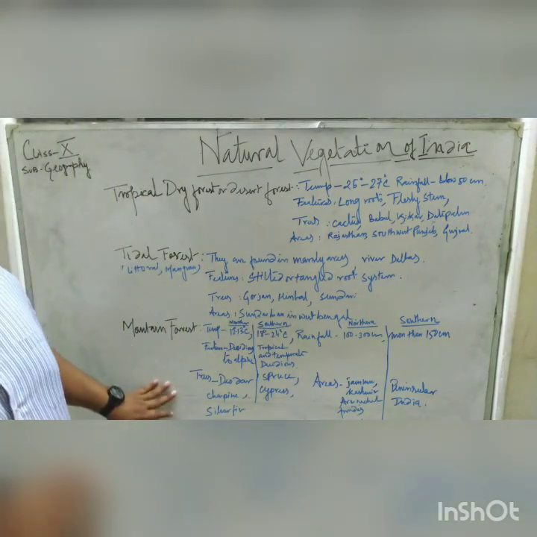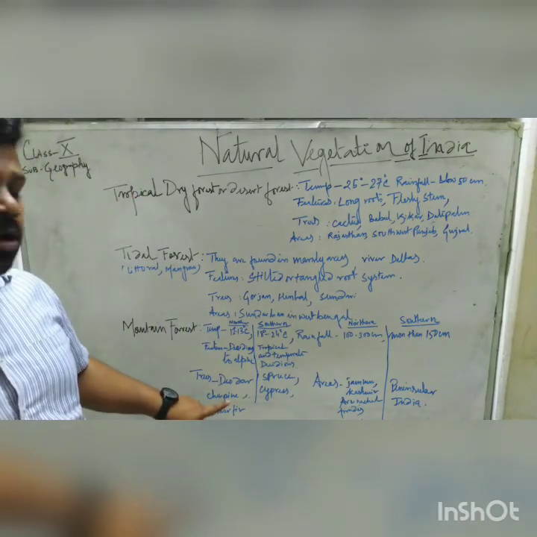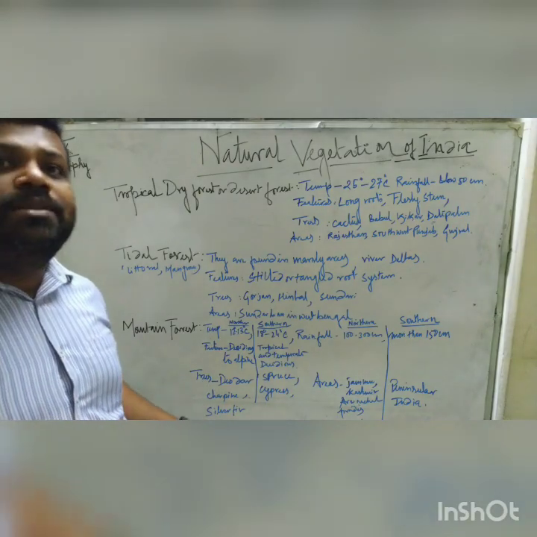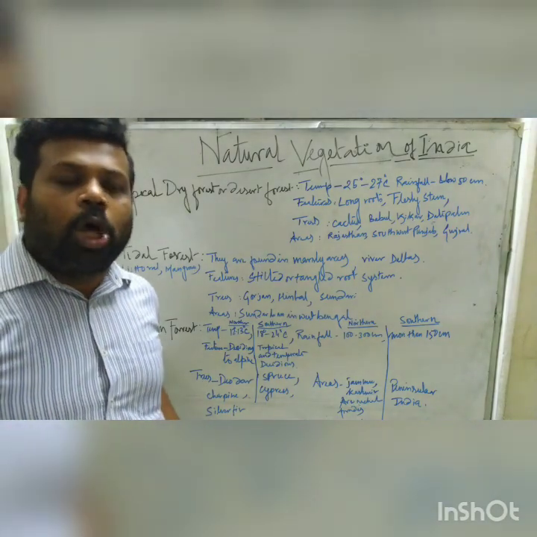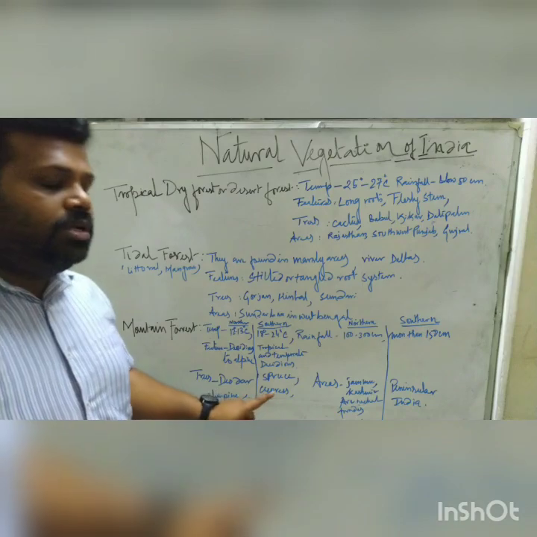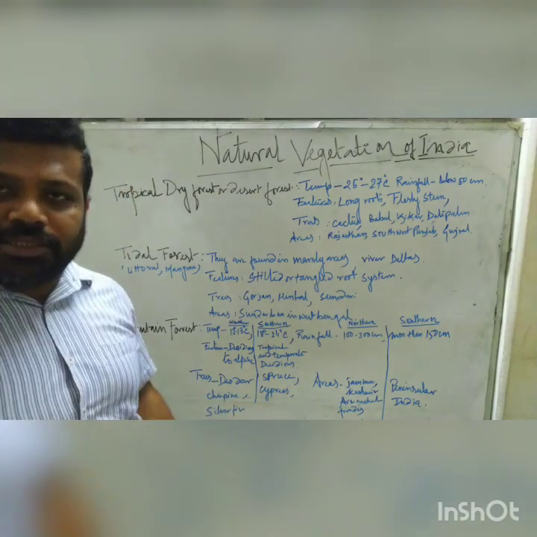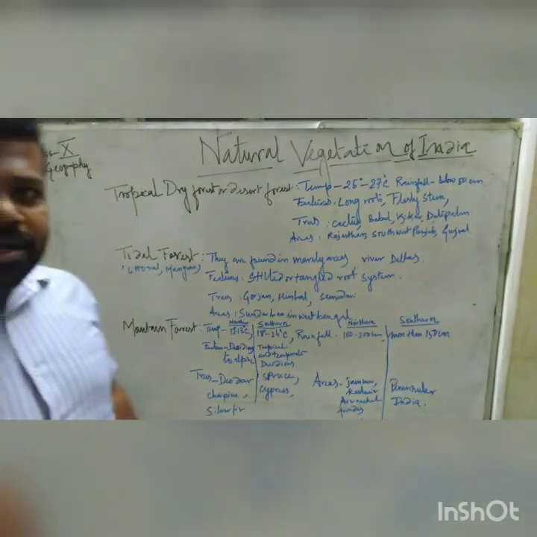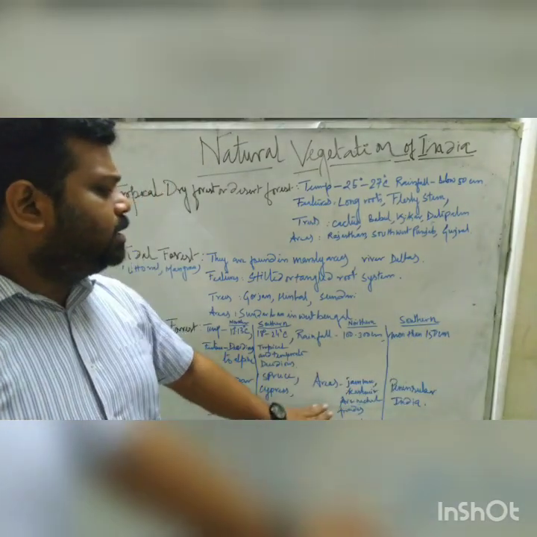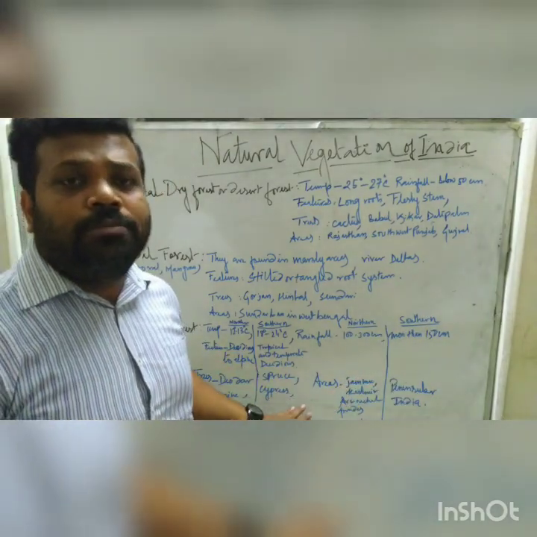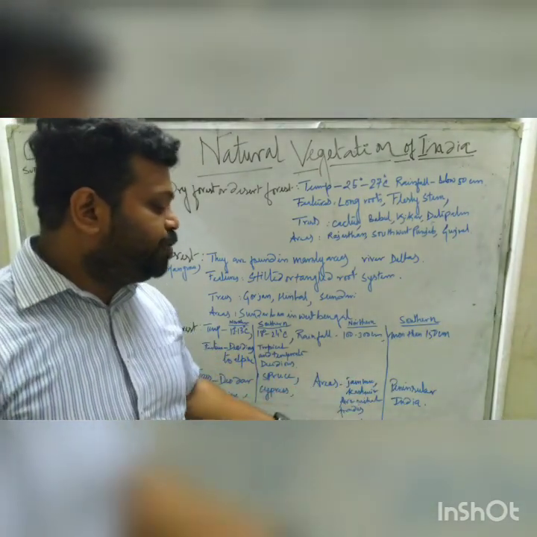Here you see the trees mainly in the northern mountain forest are deodar, chilpine, silver fir. These are the main trees of the mountain forest in the north, whereas in the southern mountain forest they are spruce, cypress.